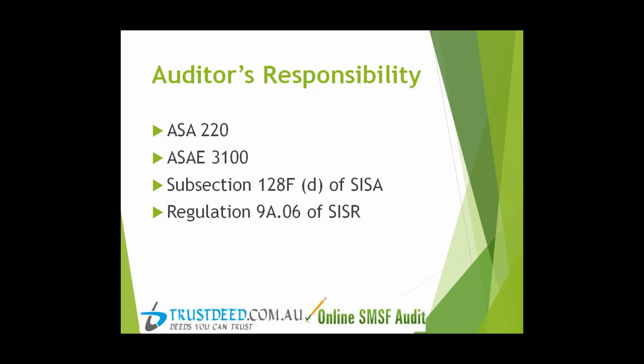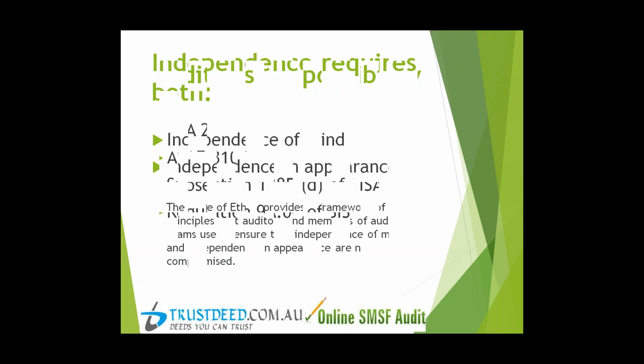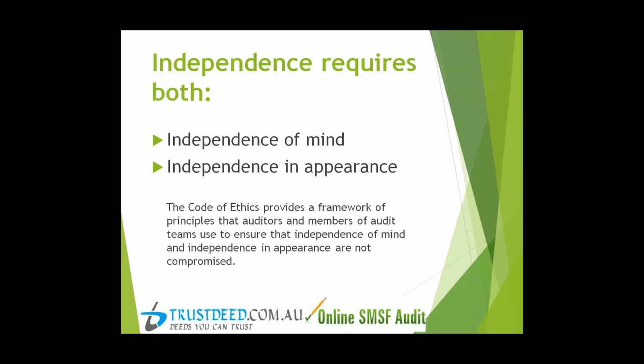Moving on further, independence requires both independence of mind and independence in appearance. Independence of mind is the state of mind that permits the expression of a conclusion without being affected by influences that compromise professional judgment. This allows you to act with integrity and exercise objectivity and professional skepticism.